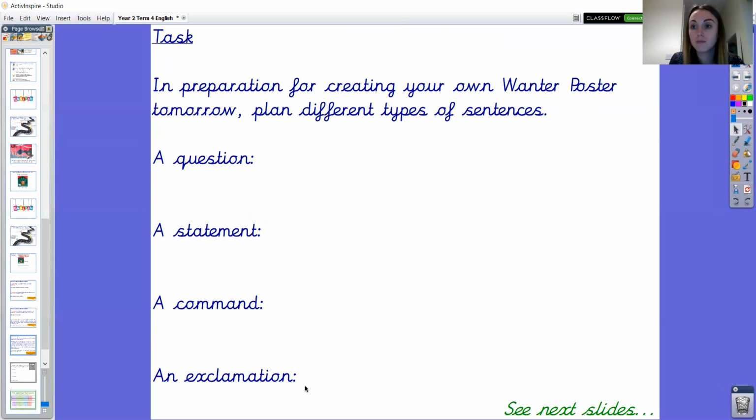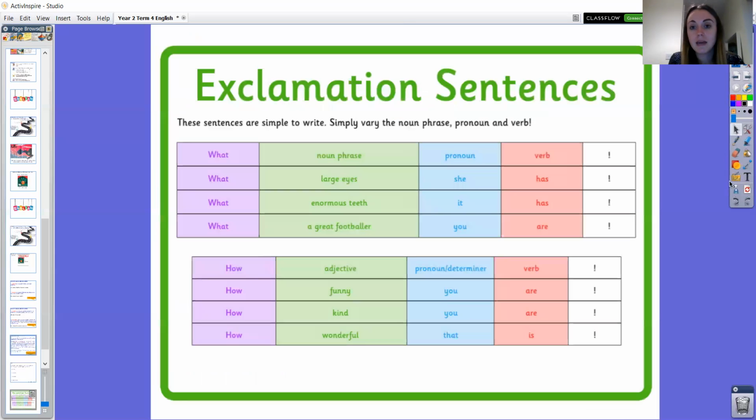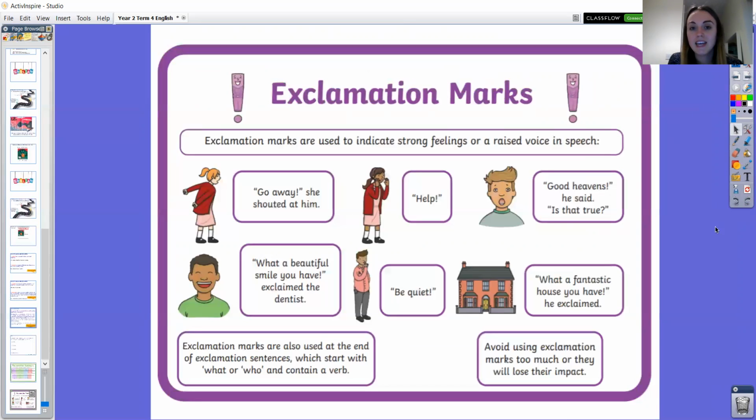And I'd just like to share with you these next couple of slides as they might help you with planning your exclamation sentences. So an exclamation sentence starts with what or how. And here are some ideas of how you can develop your exclamation sentence. And here is a poster on exclamation marks. So I just wanted to be really clear on sharing the differences with you. So you might choose to pause the video on either of these slides to help you with your learning today.